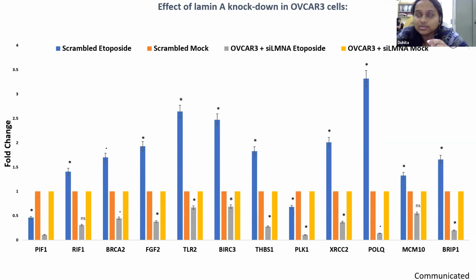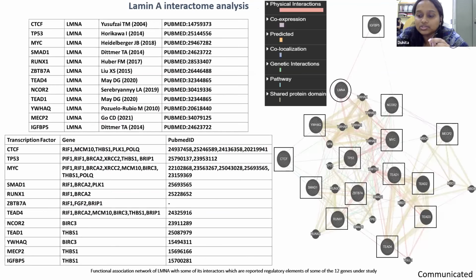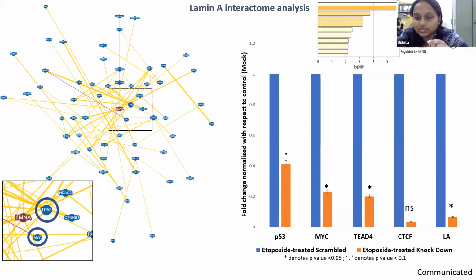To further understand the molecular orchestration behind this entire event, we did a bioinformatic exercise by analyzing the lamin A interactome and could see that 5 of the 12 genes under study were direct interactors of lamin A. We also searched for their transcription factors and found that 12 such transcription factors which regulate those gene expressions are direct interactors of lamin A. We also found that 4 major transcription factors, which bind to the promoters of those genes, are downregulated in the LMNA knockdown etoposide-treated OFCA3 cells.